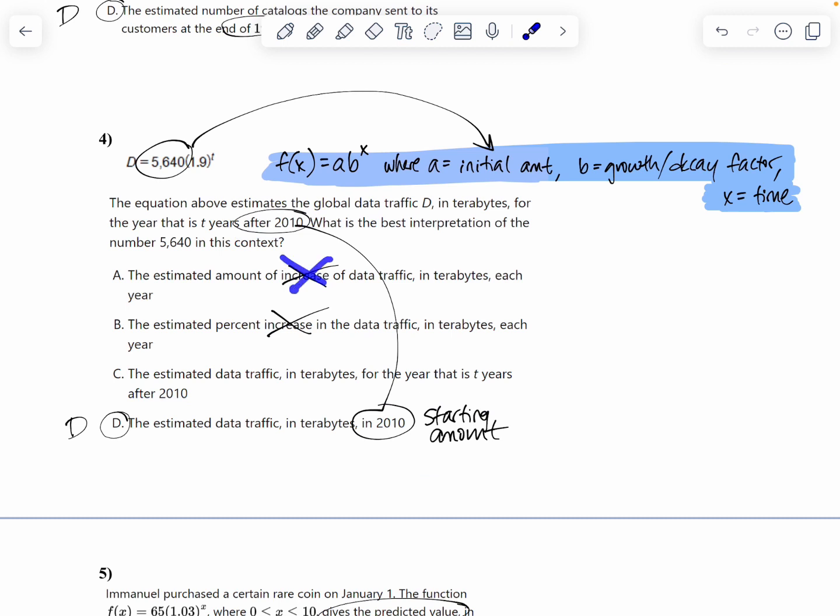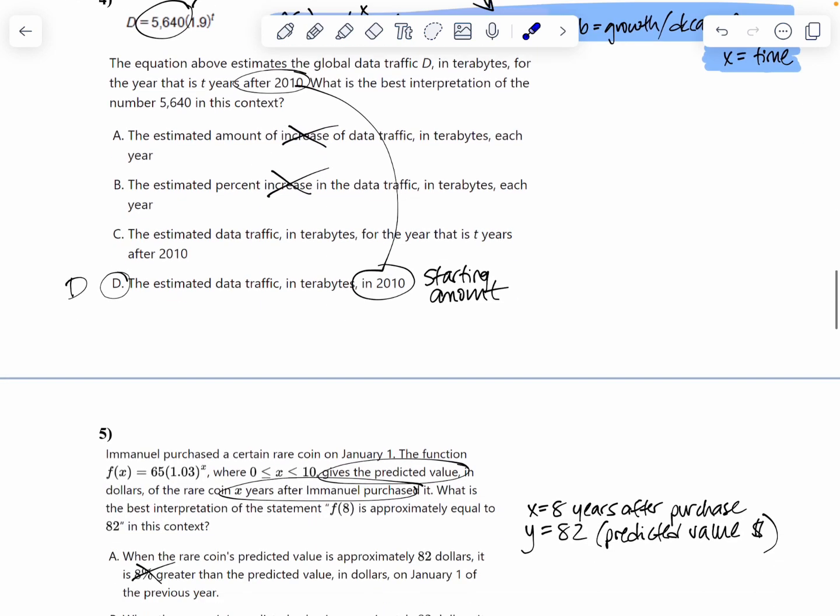It's not an increase. If we're talking about the increase, we'd be talking about the 1.9, okay, the thing with the exponent on it. And then the estimated data traffic for the year that is a certain number of years after 2010, that has to do with the T. And we're talking in the beginning, the initial, the starting, that is exactly at 2010, not years after 2010. A lot of times you can eliminate 2 answer choices right away, and then you have to think kind of hard about the difference between the last 2.